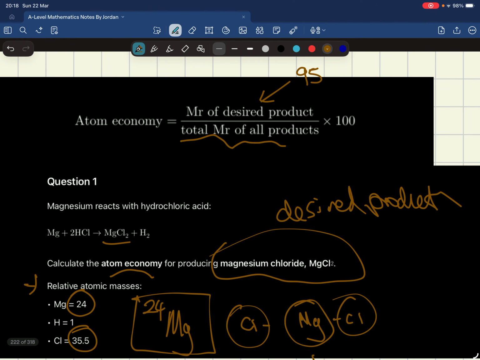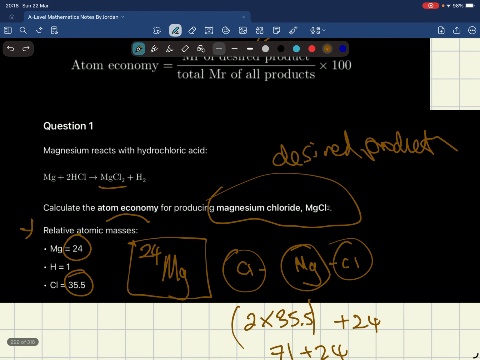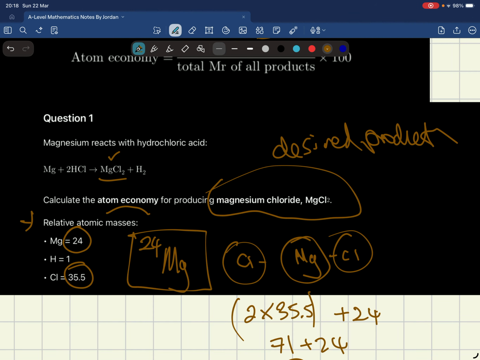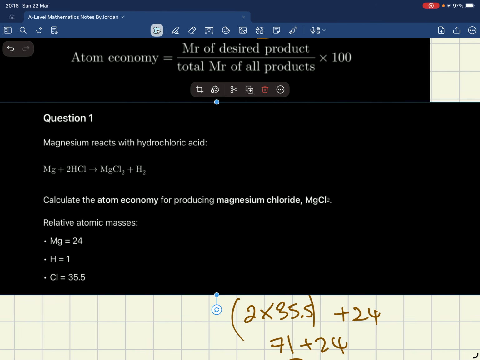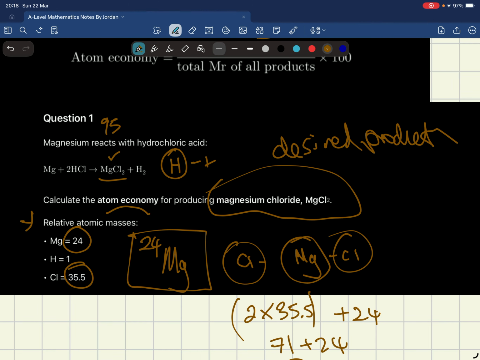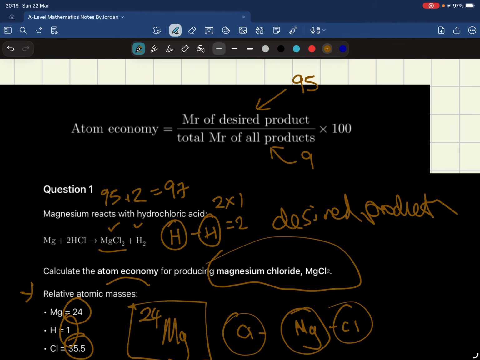And then we need the total MR of all products. We've already got this one, which was 95. And then for hydrogen, which is just H2, meaning 2 H's, and H has a relative atomic mass of 1, so that's 2 times 1, or just 2 for that one. If we add those together, that's a total of 97. And that would be what would go here.